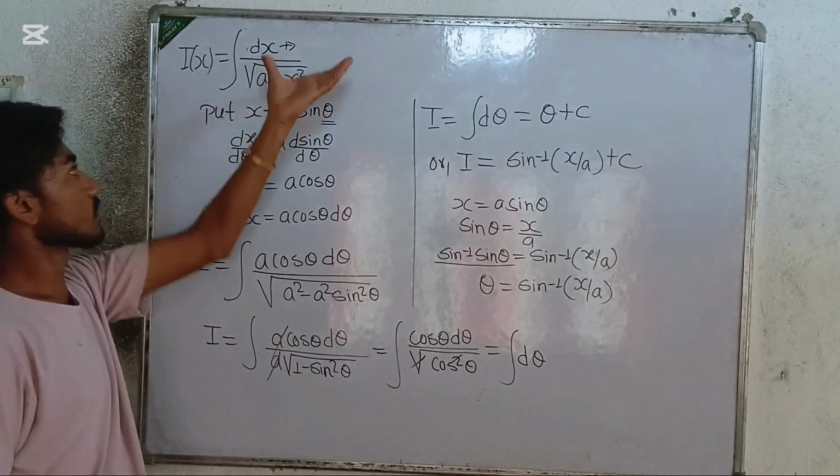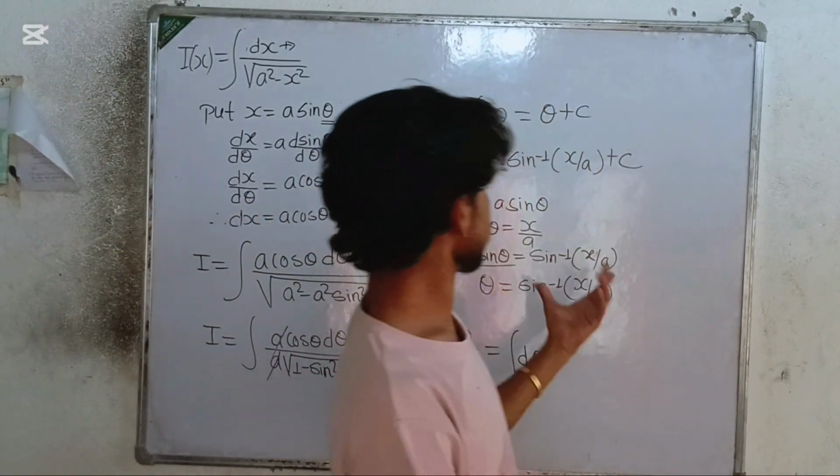So the integral of the square root of a squared minus x squared is simply sine inverse of x over a.